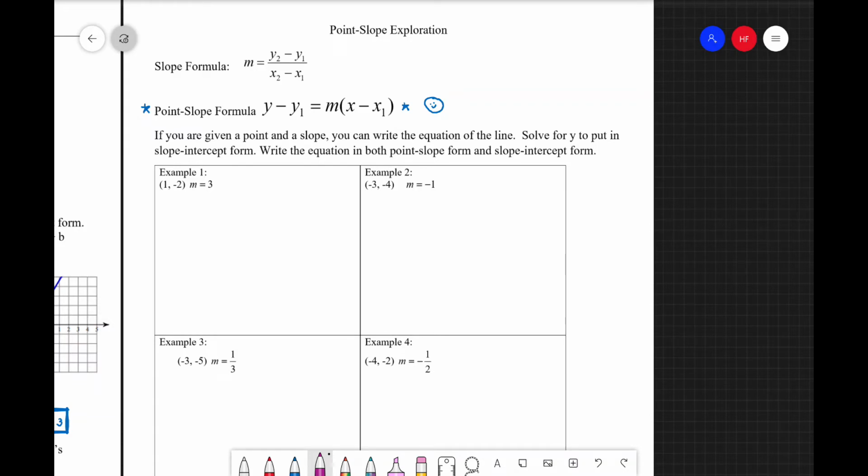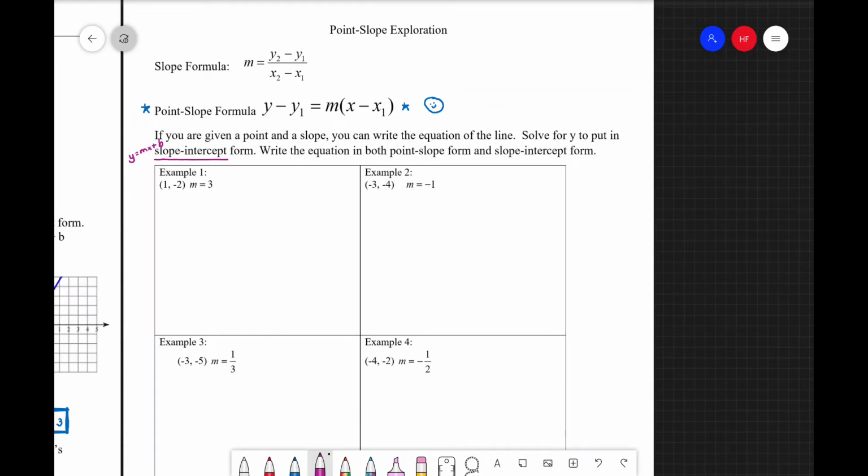So if you were given a point and a slope, you can write the equation of the line. So before we were given the point and we were given the y-intercept every time, and we knew that we could just say plus b. But sometimes you're going to be given a random point that's on the line, and you're not going to know what the y-intercept is. So we'll solve for y to put it into slope-intercept form, which is the one we're used to. So we're going to write the equation in both point-slope form and slope-intercept form.